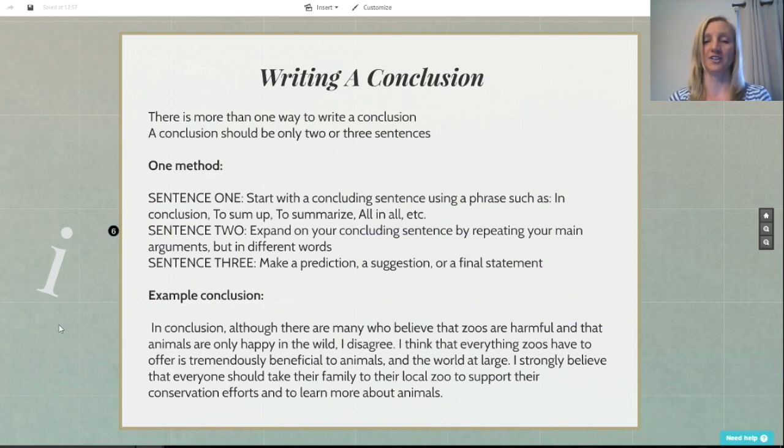In conclusion, although there are many who believe that zoos are harmful and that animals are only happy in the wild, I disagree. I think that everything zoos have to offer is tremendously beneficial to animals and the world at large. I strongly believe that everyone should take their family to their local zoo to support their conservation efforts and to learn more about animals. So I'm making a suggestion here, but you can do any of these, a prediction, a suggestion, or a final statement.